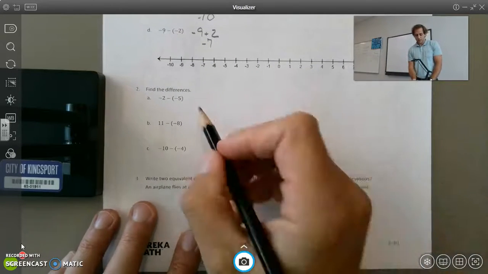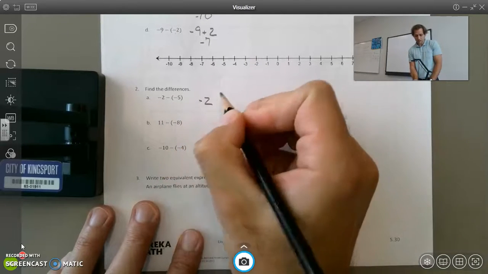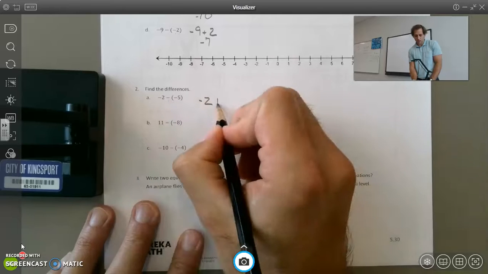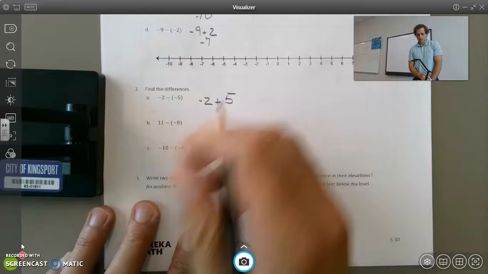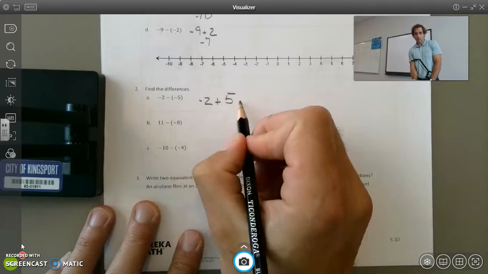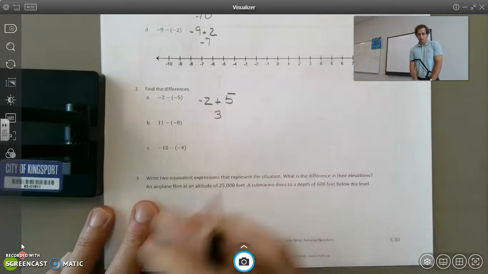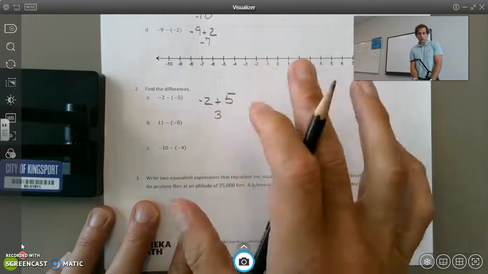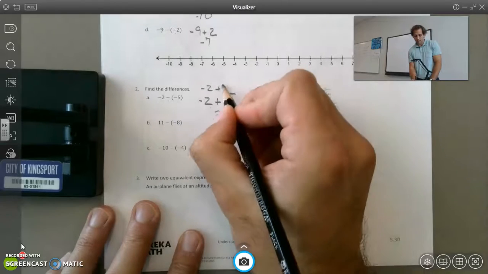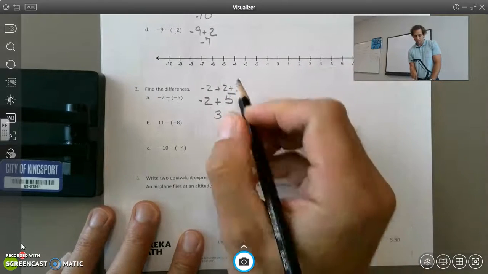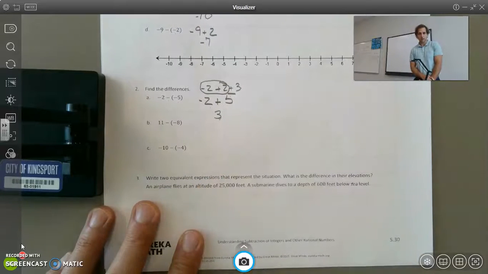All right, let's come down here on number 2. Find the differences. Negative 2, I'm going to change subtraction to addition, and I'm going to add the opposite. So I'm going to add 5. Negative 2 plus 5 is going to be 3. And you can break these apart. If you want to break it up like I showed you previously, you can think about this as negative 2 plus 5 is 2 plus 3, right? So these create 0, and then I have 3 left. That's going to be my sum.